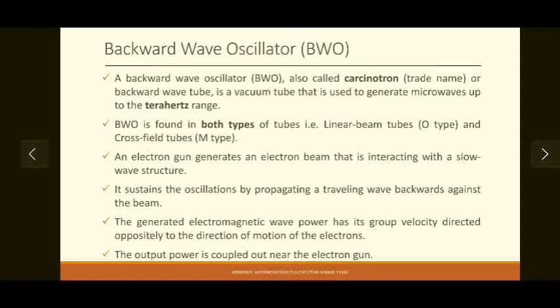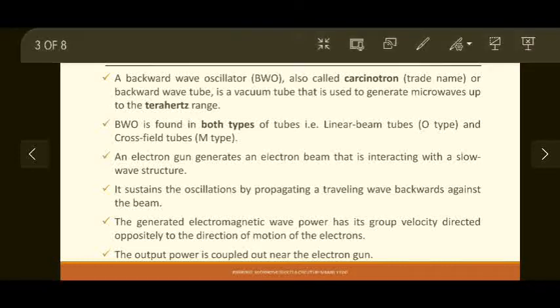Now the electron gun generates the electron beam which interacts with the slow wave structure, which is nothing but our helix. So the oscillations are sustained by a propagating traveling wave which is traveling backwards against the electron beam. That's what we have said. So both directions will be opposite to each other. If the electron beam is moving in this direction, the traveling wave, that is our microwave input, will be traveling in this direction. So that will generate an oscillation.